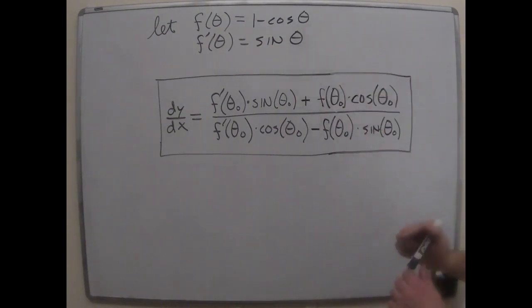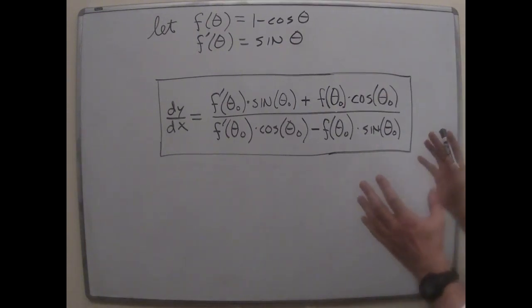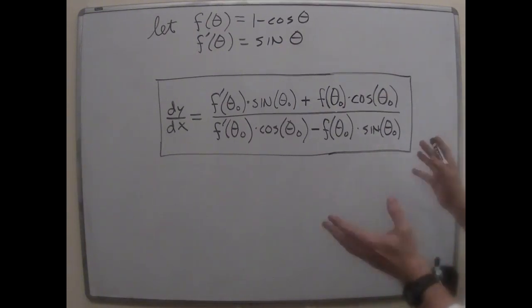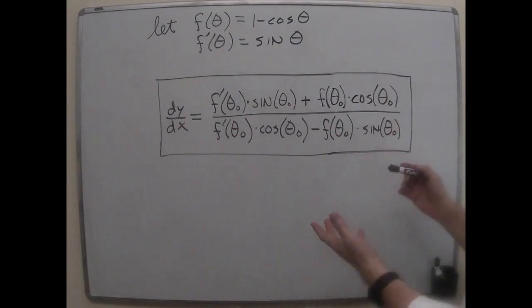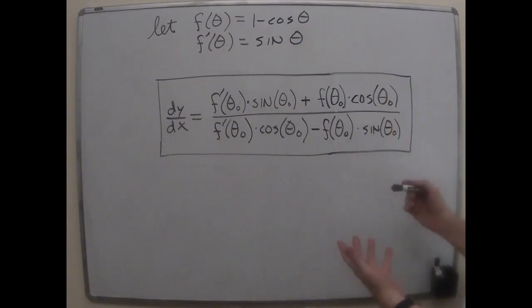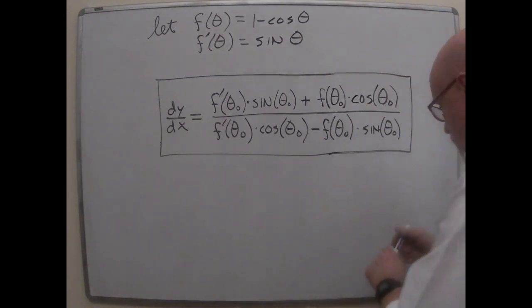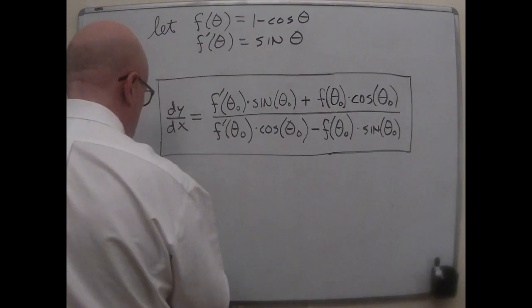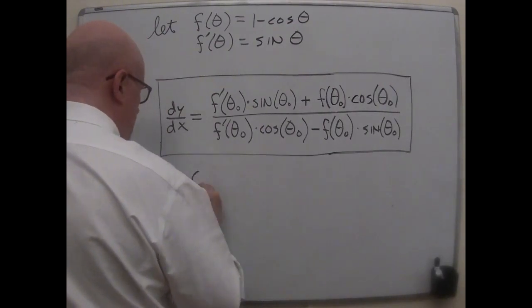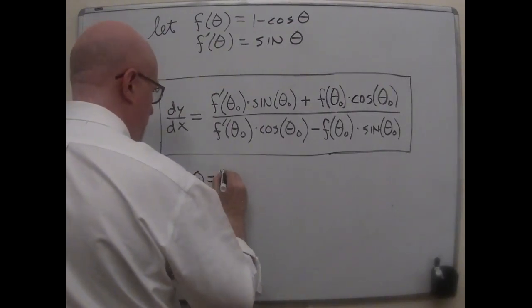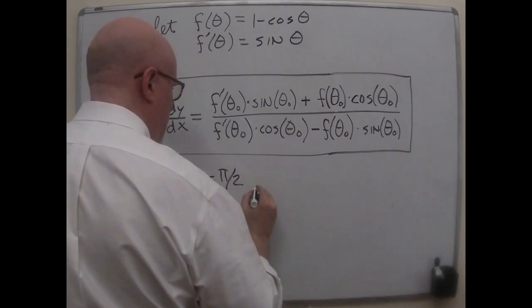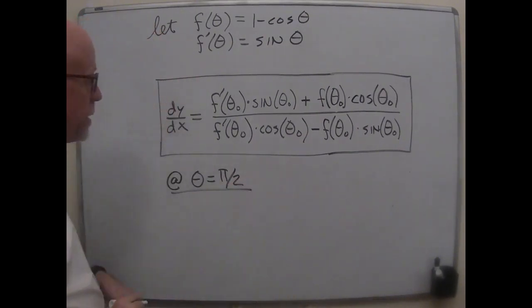Okay. So let's do this with our particular functions in mind, but here's the advantage of what we're doing. I want to get the value of this derivative, this slope calculation, at a particular theta value. And the particular value in mind was theta equals pi over 2. So at theta equals pi over 2, let's see if we can calculate all these things.